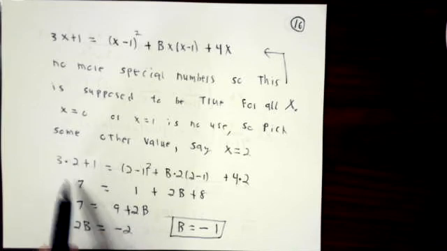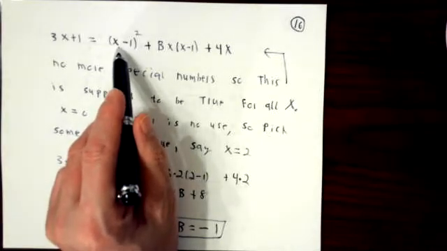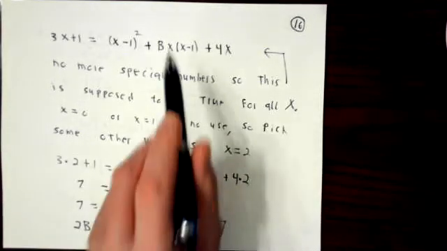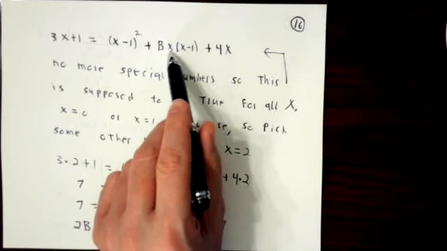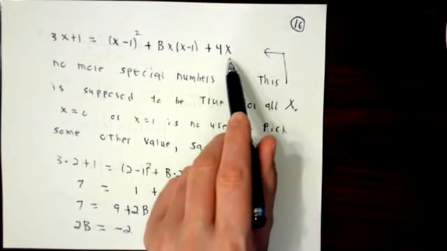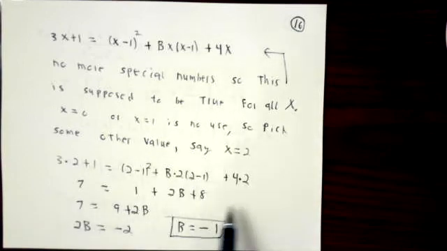3 times 2 plus 1 is 7. 2 minus 1 is 1 squared, which is 1. If x is 2, this is b times 2 times 1. That would be 2b. And if x is 2, 4 times x is 8. And see, this is an equation that only has one unknown thing in it. So do all the algebra, and it turns out that b is negative 1.